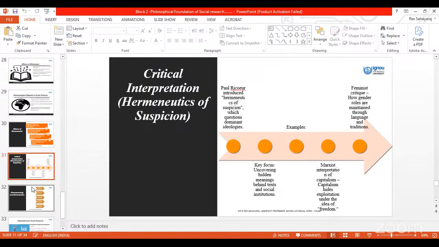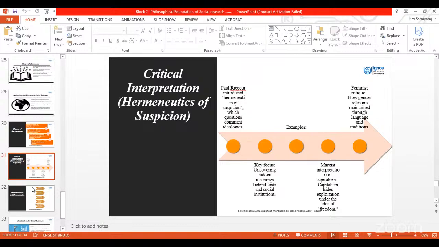Here, whether those are being questioned, right? Take the feminist critique: how gender roles are maintained through language and tradition. The key focus is uncovering hidden meanings behind text and social institutions. That is the main objective of your study. You want to study how gender roles are maintained through language and tradition, right?